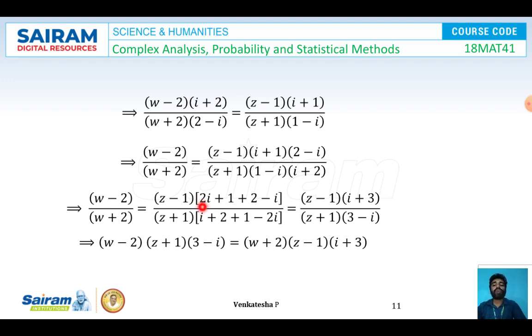So adding 2i with minus i, it will become plus i, and adding 1 plus 2, it will become plus 3. Similarly, adding i with minus 2i, it will become minus i, and adding 2 plus 1, it will become 3. So I got the equation (w minus 2)/(w plus 2) is equal to (z minus 1)(i plus 3)/((z plus 1)(3 minus i)). Now shifting z plus 1 and 3 minus i to LHS and w plus 2 to RHS, I got the equation (w minus 2)(z plus 1)(3 minus i) = (w plus 2)(z minus 1)(i plus 3).